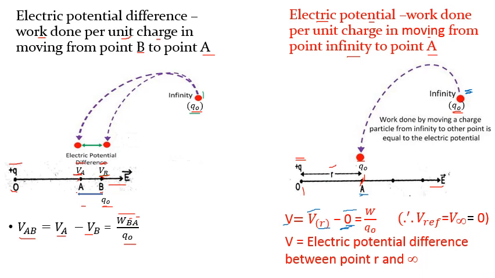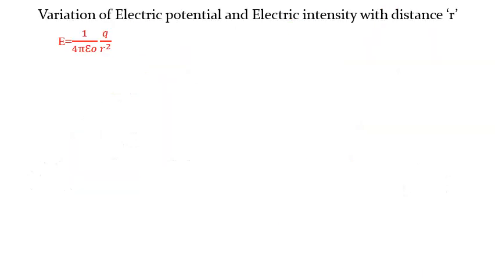One is the point which is at a distance r from the given charge, and the second point is infinity. At infinity, this point is the reference point, and the potential is 0. So this Vr minus V0 is also a potential difference, which is work done per unit charge. But we simply call this electric potential because the reference point is the point at infinity, where electric potential is 0. Means this electric potential is also an electric potential difference.